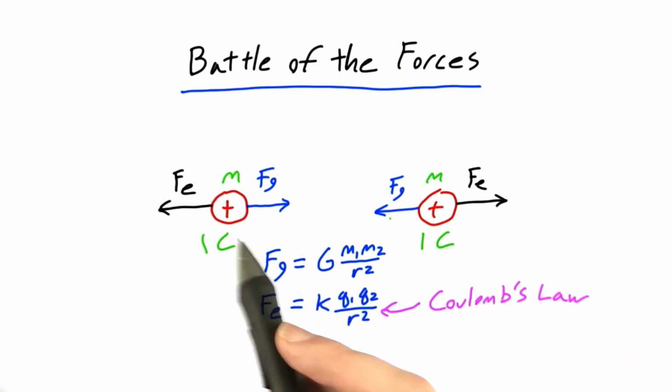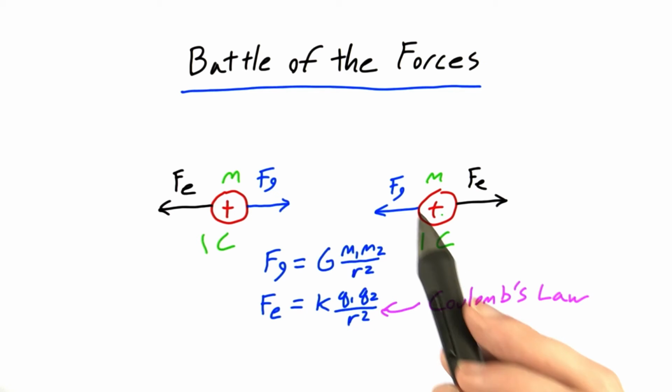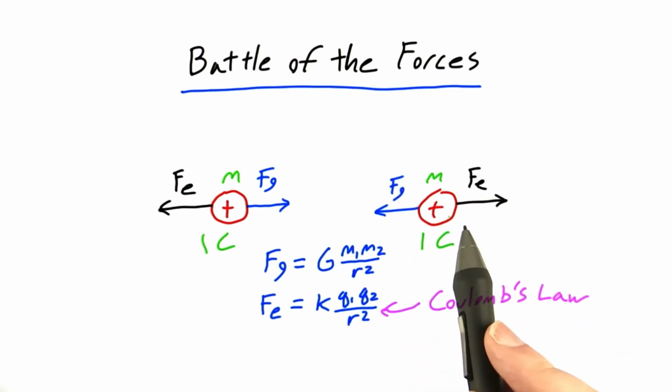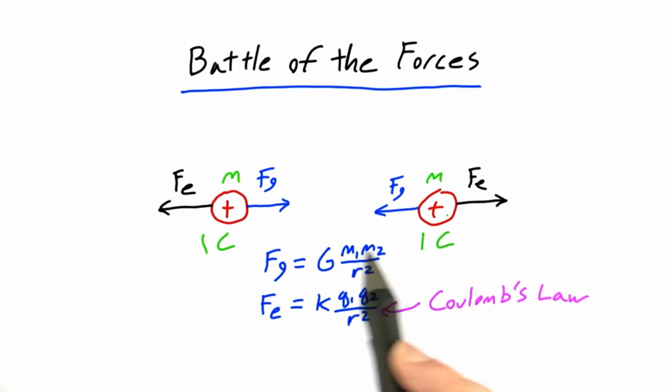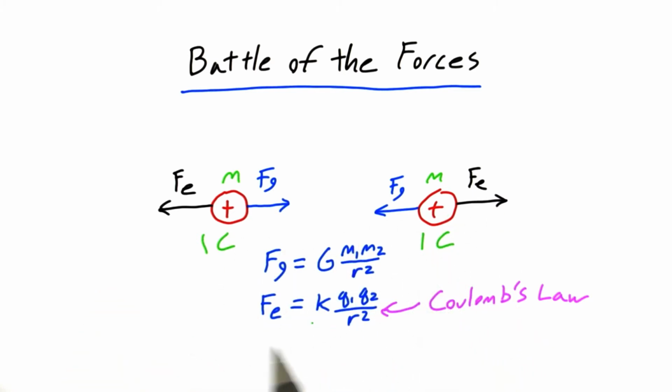So for this problem, your goal is to figure out what the mass of these two particles has to be such that the gravitational force and the electric force are perfectly balanced out, so that these particles, when released, will not move. They'll just stay at their current positions. Now, in order for you to figure this out, I'm going to have to give you a little bit of extra information.